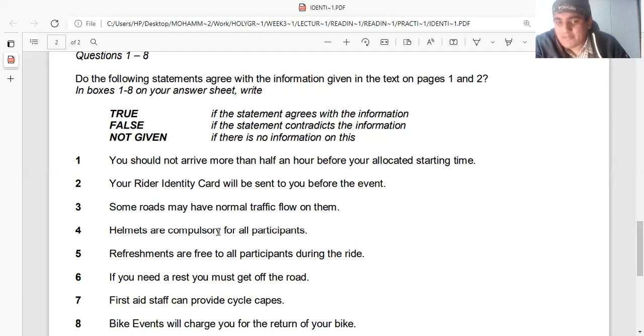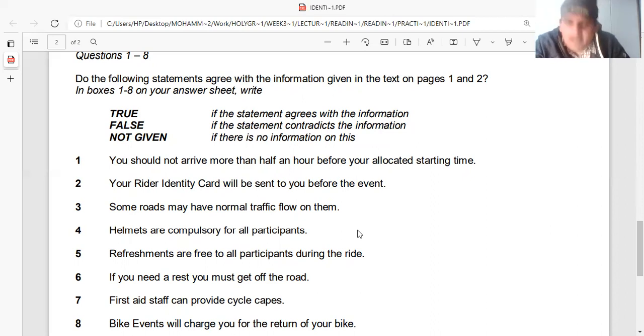Over here, it's saying that it's mandatory, whereas over there, it was clearly a friendly request. So there's basically a clear-cut contradiction. So this statement is actually contradicting the information in the passage, because of which we will infer that the answer for question 4 will be false.